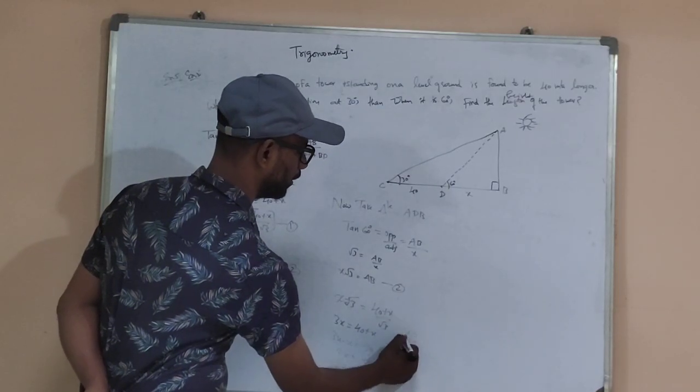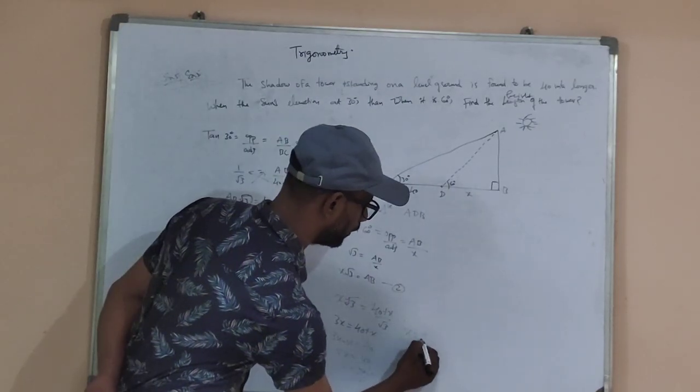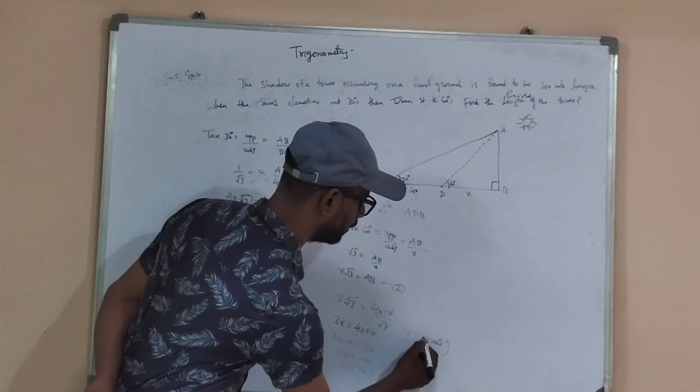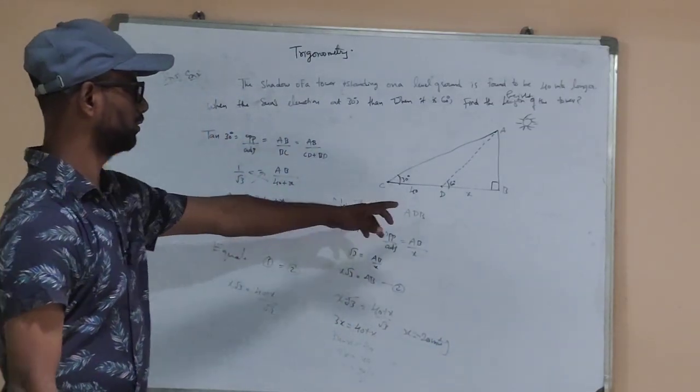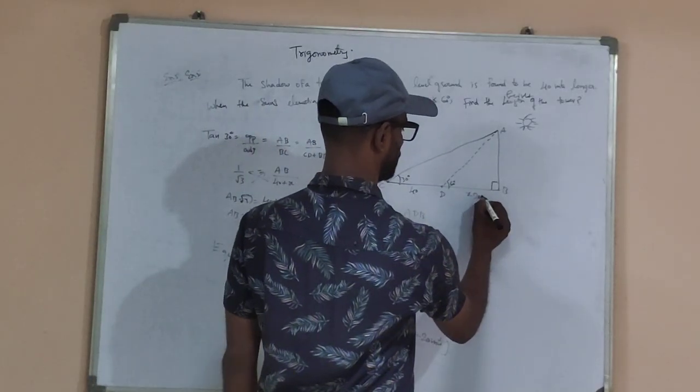So finally, what is the answer? x is equal to 20 meters. So this is the answer. This value is 20 meters.